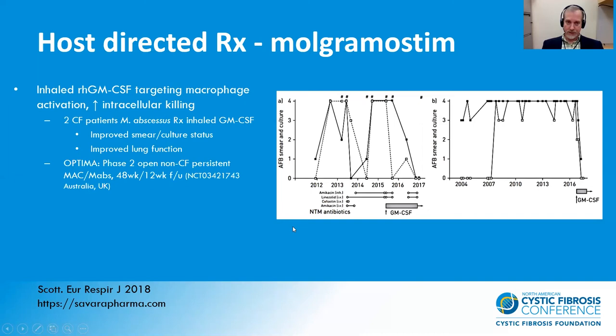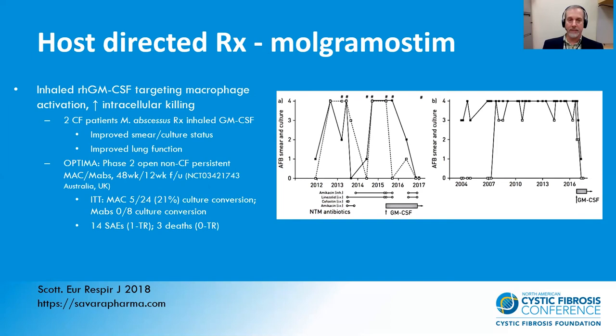This has been put into two separate clinical trials. The first was a phase two open label trial in non-CF patients with persistent M. avium complex or M. abscessus, with the drug administered over 48 weeks with a 12-week follow-up. This has been completed, and the intent to treat analysis had a 21% achievement of culture conversion of M. avium complex, with no patients with M. abscessus achieving culture conversion. There were 14 SAEs and 3 deaths, most of which were thought not attributable to the drug.